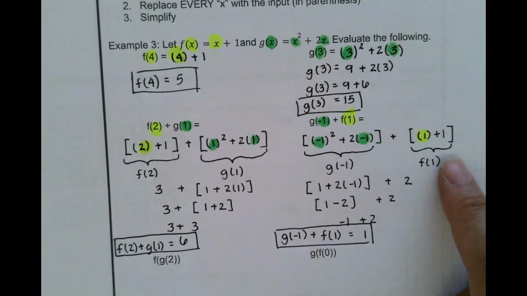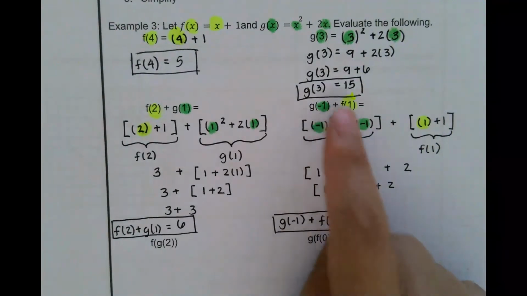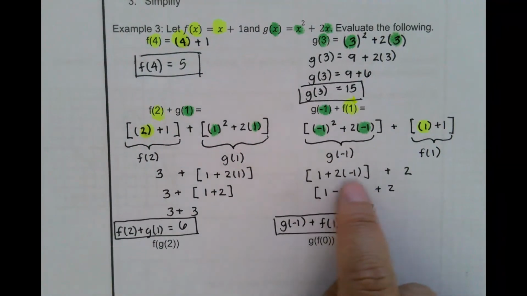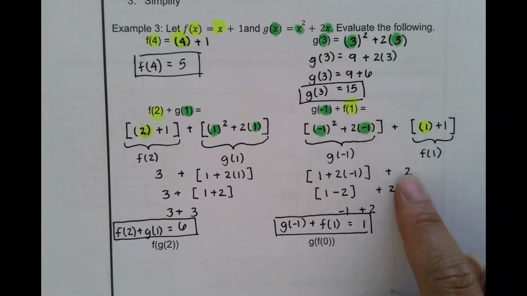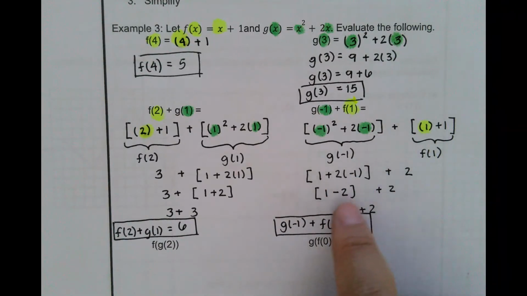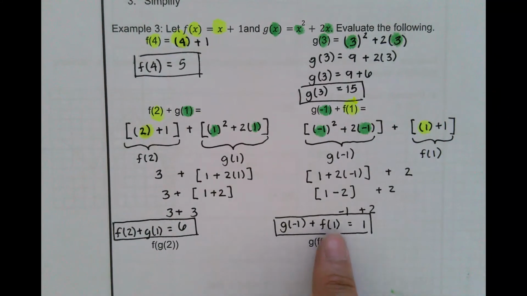Then I solve. Order of operations, so exponents first. Negative 1 squared is 1, so that's why the 2 times negative 1 stays the same. For this one, 1 plus 1 is 2. Then 2 times negative 1 is negative 2, so 1 minus 2, and then plus 2. 1 minus 2 is negative 1. Negative 1 plus 2 is 1, so g of negative 1 plus f of 1 equals 1.